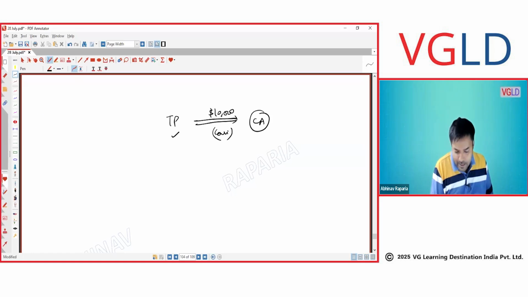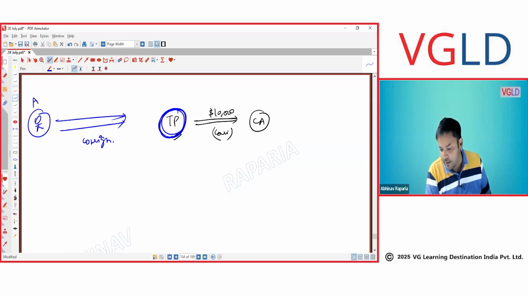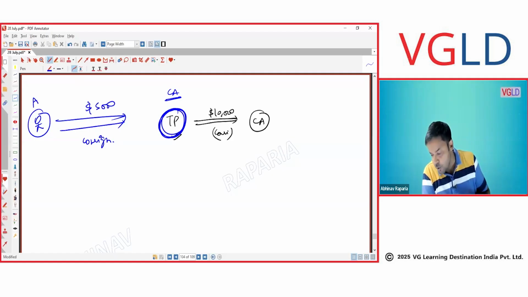Another person, let's say A, is sending goods to the taxpayer on consignment. That means here the taxpayer is a consignment agent in that case. Let's say the person has sold the material, sent the material for $5,000. Whose inventory is this $5,000? Taxpayer or A?